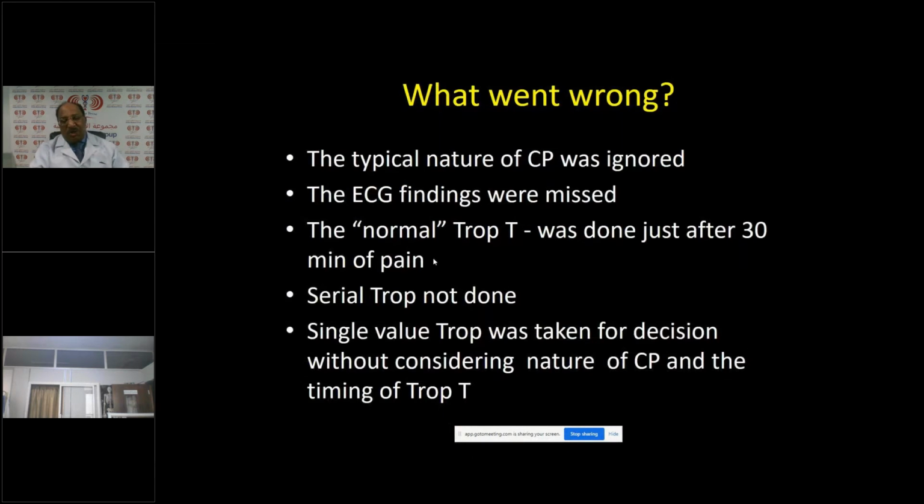And the normal trop T was done at 30 minutes of pain. So it could have been normal because it was done too early. Serial trop was not done, and the patient was sent home. But unfortunately, he didn't die. So this is a very important example which shows the importance of all the things like chest pain, the ECG, and serial troponin.